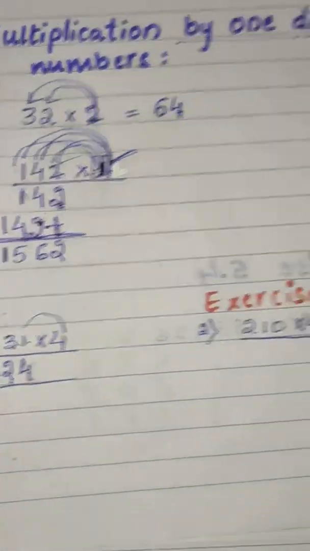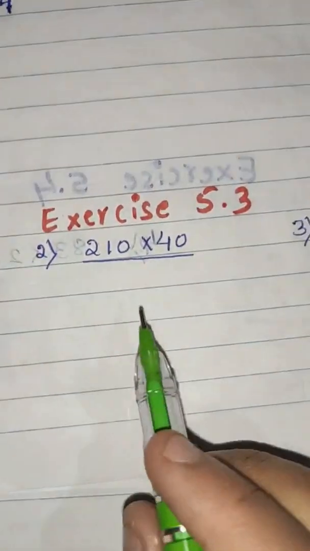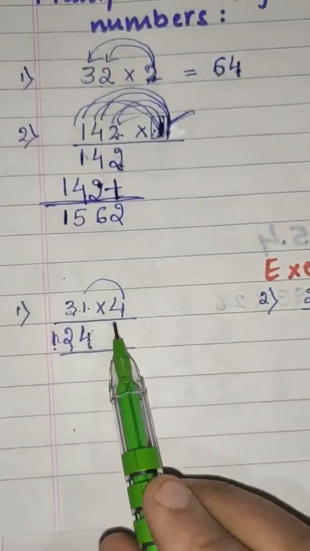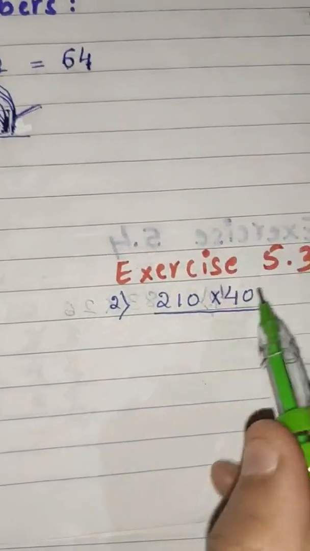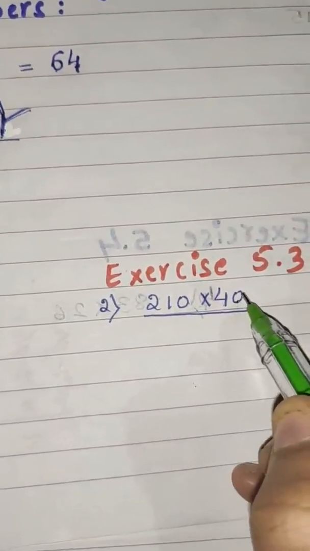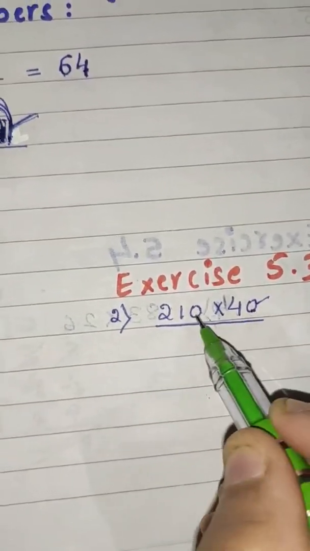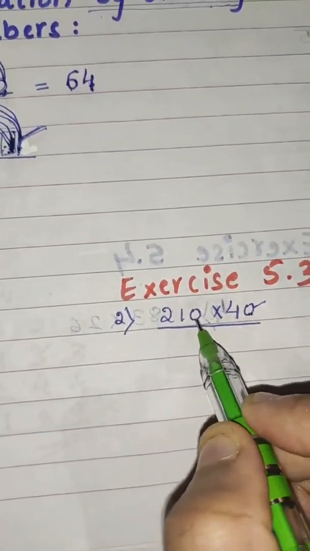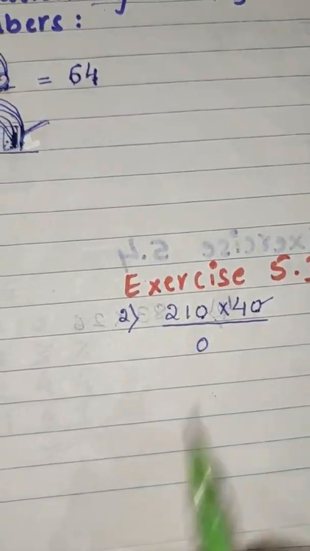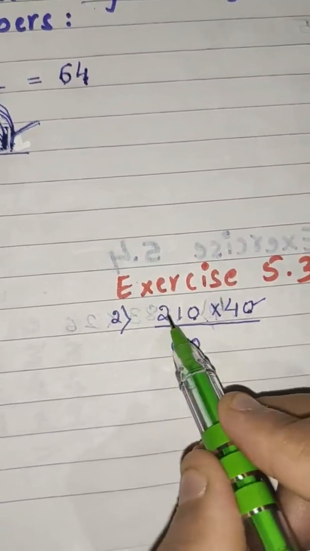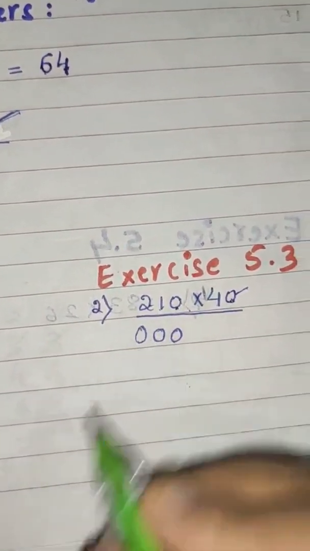Now let's take one more example. Here it is multiplication by 2 digits. We are having 2 digits here, while here we were having 1 digit. So now this one. First, we have to start from the unit place, and even here also from the unit place. So 0 0s are 0. 0 1s are 0. 0 2s are 0.